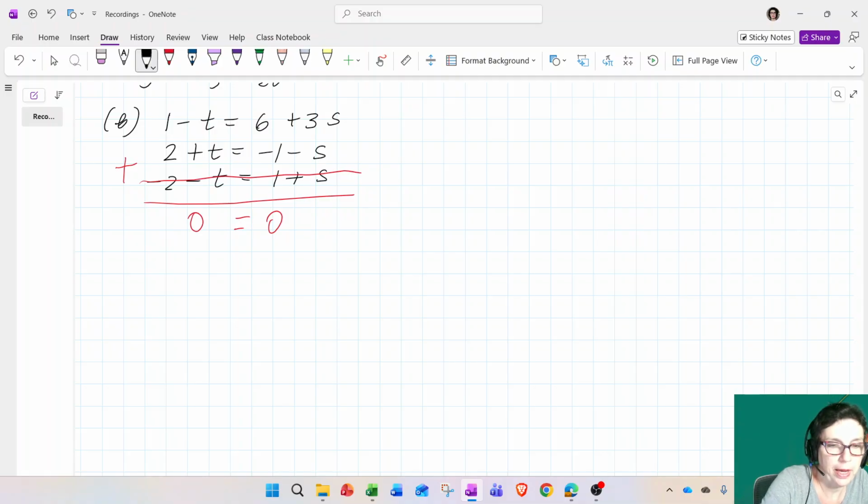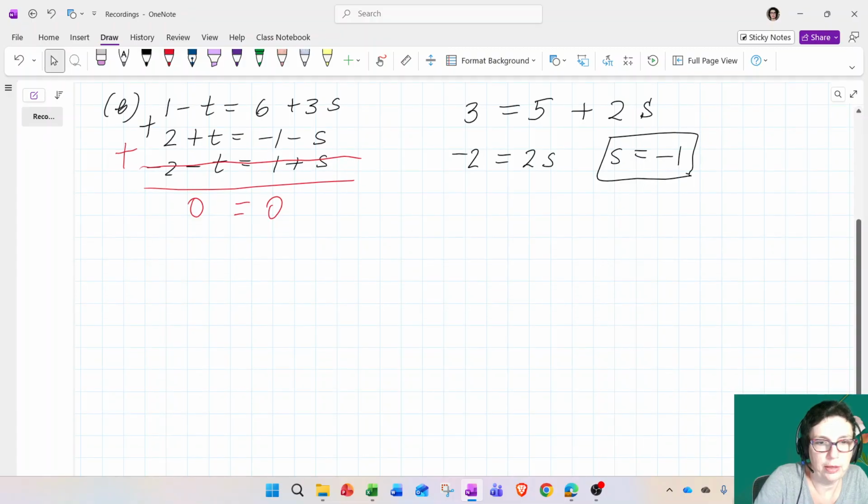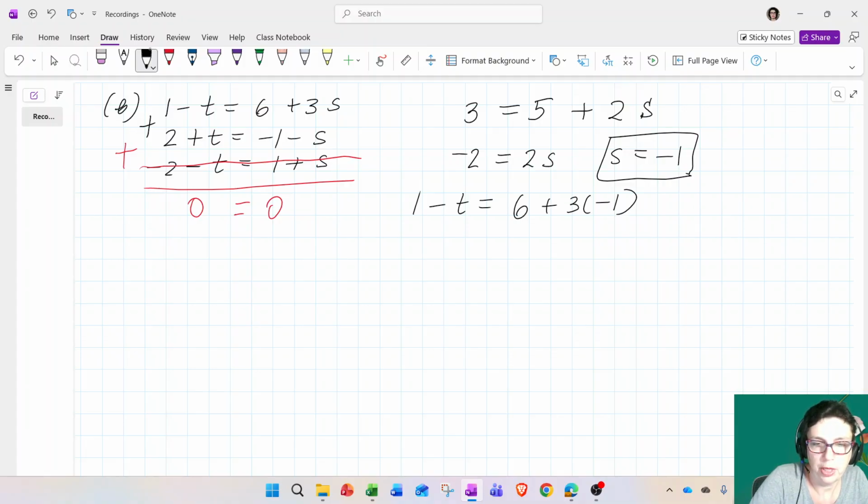And we can do that by, again, adding up the left-hand side and the right-hand side. So I did that because negative t and t will cancel. So I'll get 3 equals 6 minus 1, that's 5, plus 2s. Okay, so this is going to give me s equal to -1. Once I got that, I'm going to substitute that into the first equation. So I get 1 minus t equals 6 plus 3 times -1.